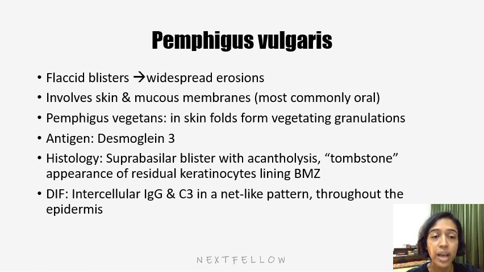On histopath, you will have a suprabasilar blister because this is in the lower epidermis. So just above the basal layer, you'll have acantholysis, and this forms a tombstone appearance of the keratinocytes which are left behind on the basal layer. I'll show you that in the next few slides. DIF will show the intercellular pattern again of antibodies in a fishnet pattern, and this is usually throughout the epidermis. I'll show you the photo again in the next few slides.